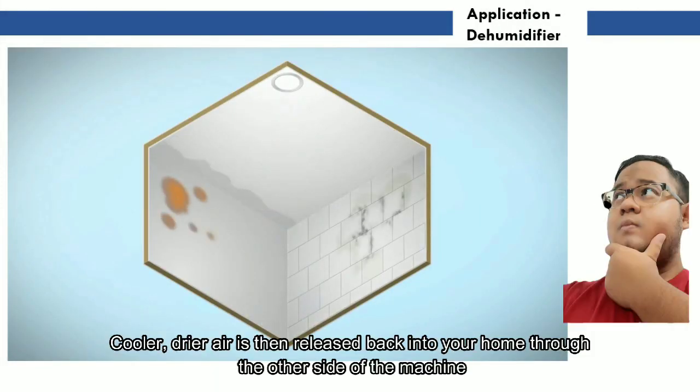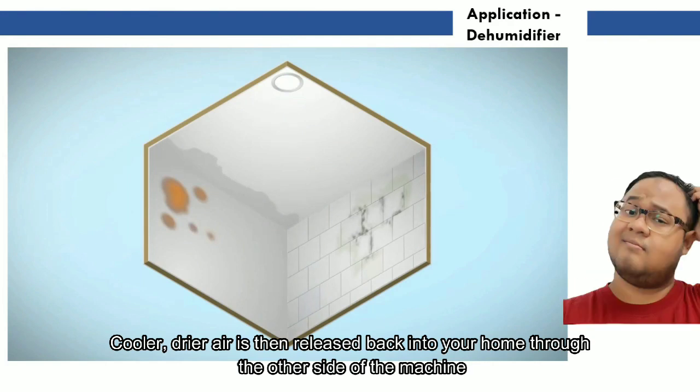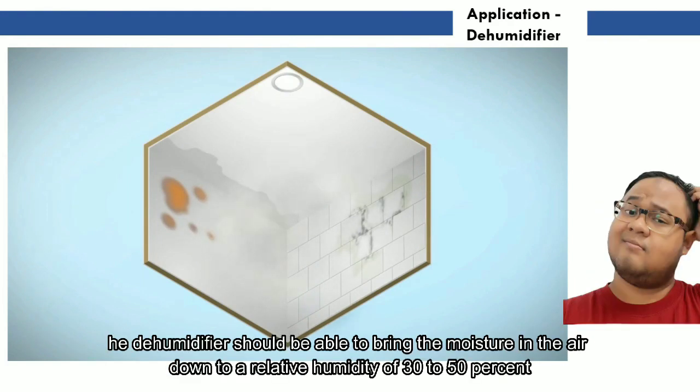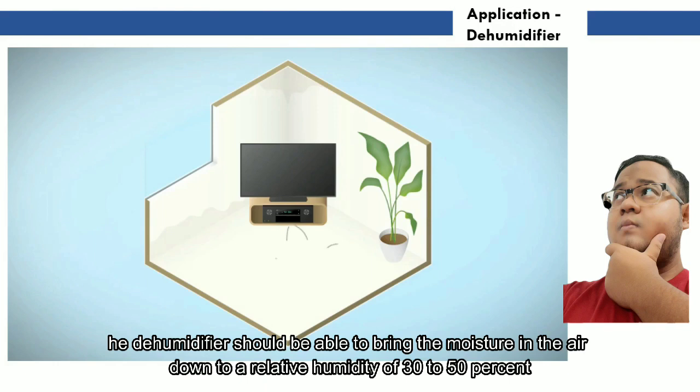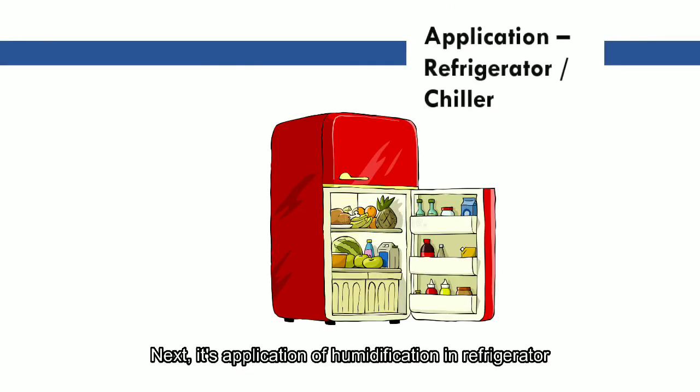Cooler, drier air is then released back into your home through the other side of the machine. The dehumidifier should be able to bring the moisture in the air down to a relative humidity of 30 to 50%. Next is the application of humidification in the refrigerator.